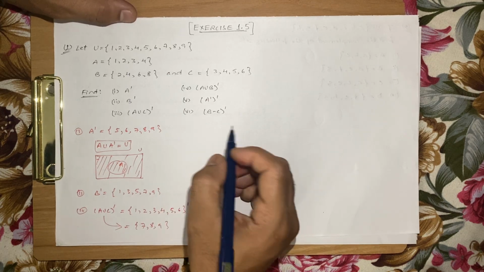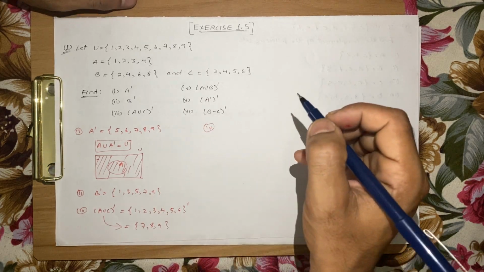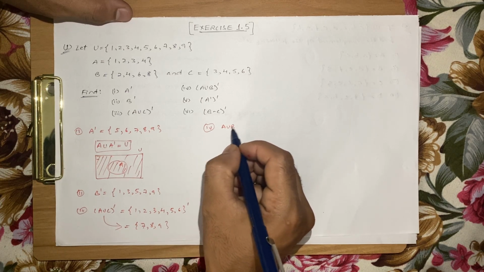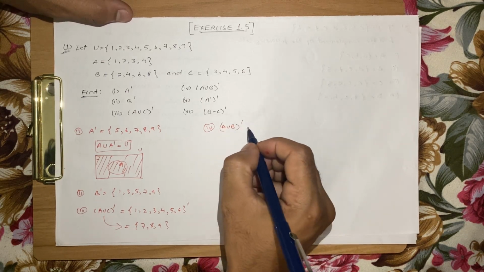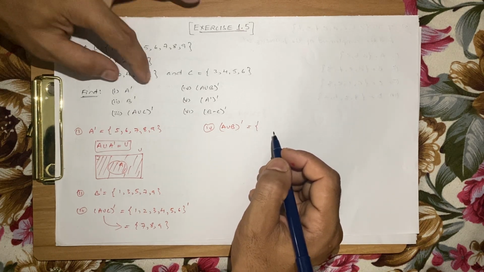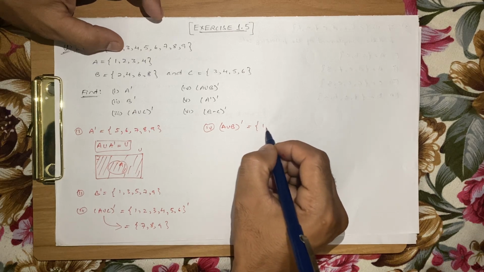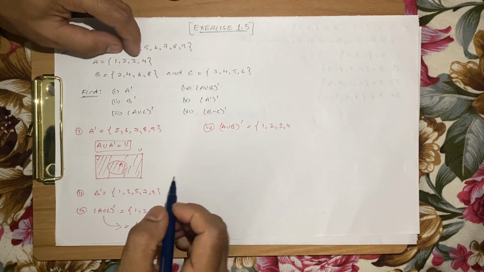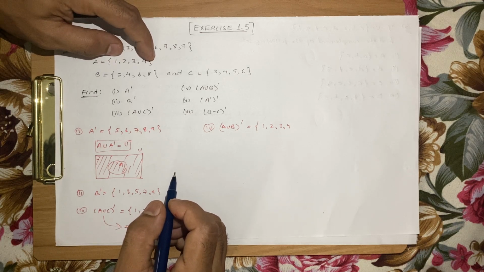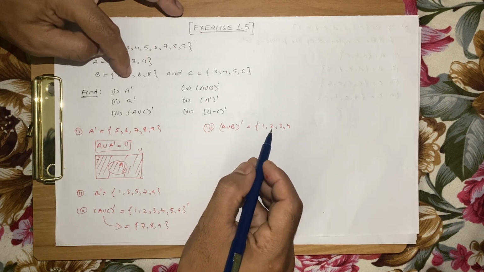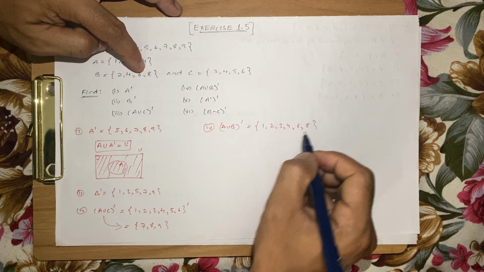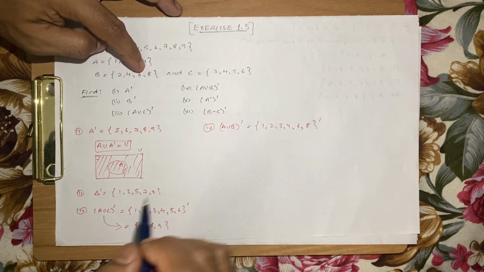Now the next one is number 4, A union B dash. So let's try to find A union B first, and then we'll do the complement. So what is A union B? This and this set combined. So it will be 1 2 3 4, the 4 elements of this set A I have written. Now 2 I have, 4 I have, 6 I don't have, and I don't have 8. So this is A union B and I need to find the complement of this.